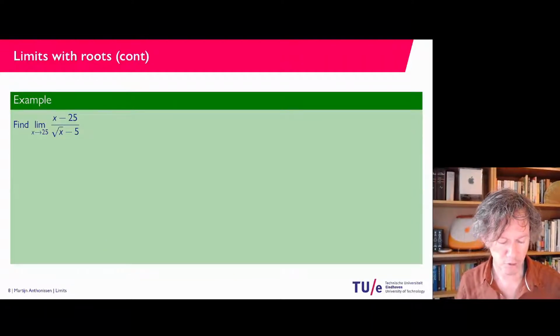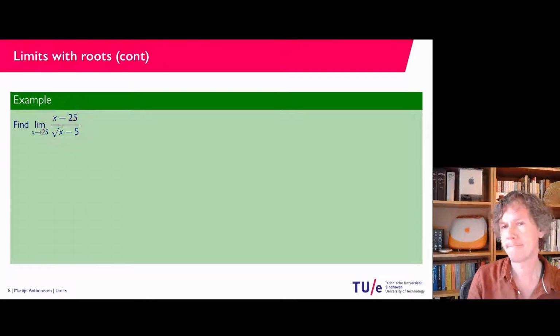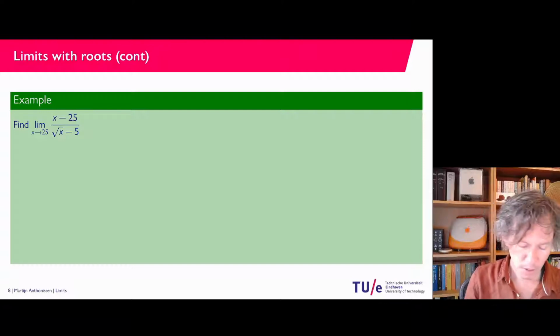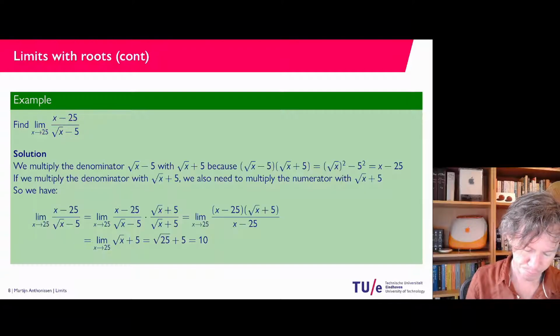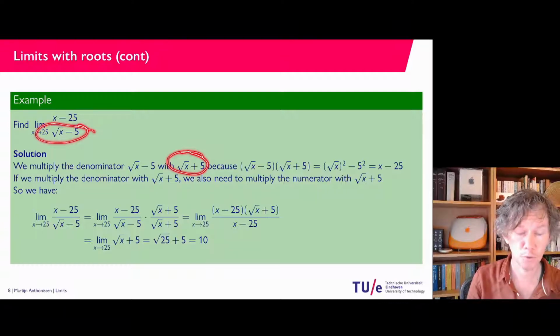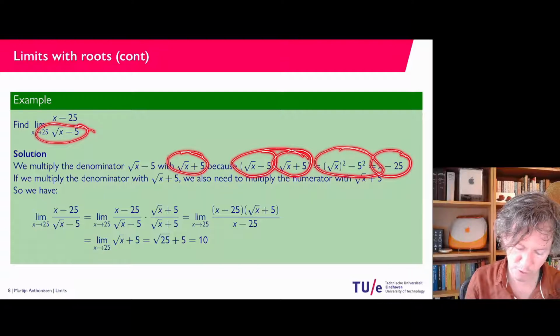So here I have this limit, and again the first thing you should try is just plug in x equals 25. Well, we get 0 over 0. That doesn't really help. So what I'm going to do is multiply this thing with square root of x plus 5. So we multiply the denominator with square root of x plus 5. And the reason is we have something of the type a minus b times a plus b, which is a squared minus b squared, which is x minus 25.